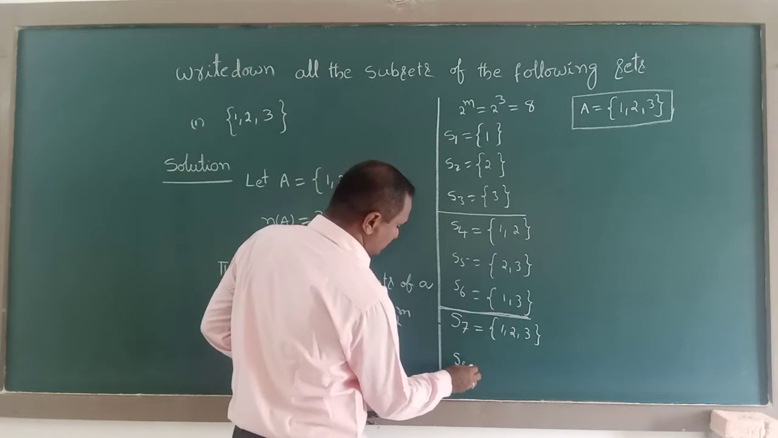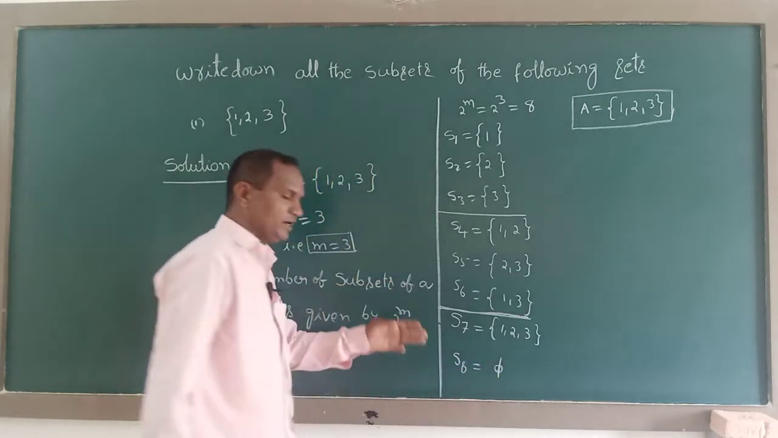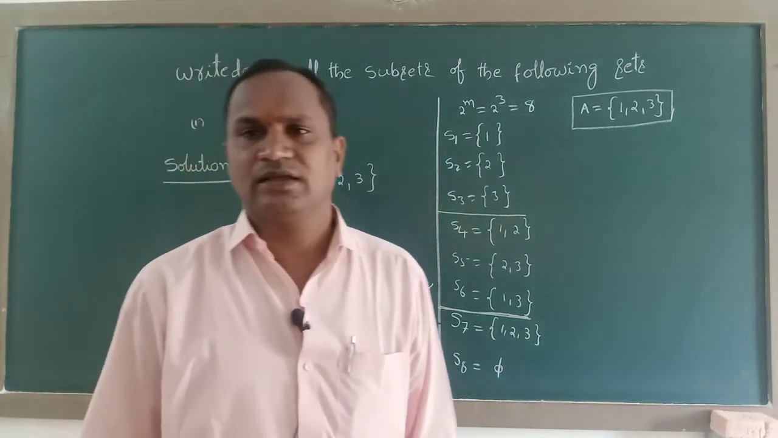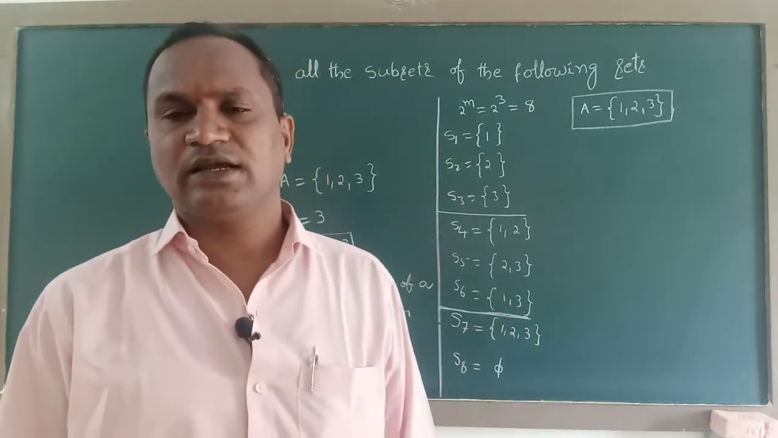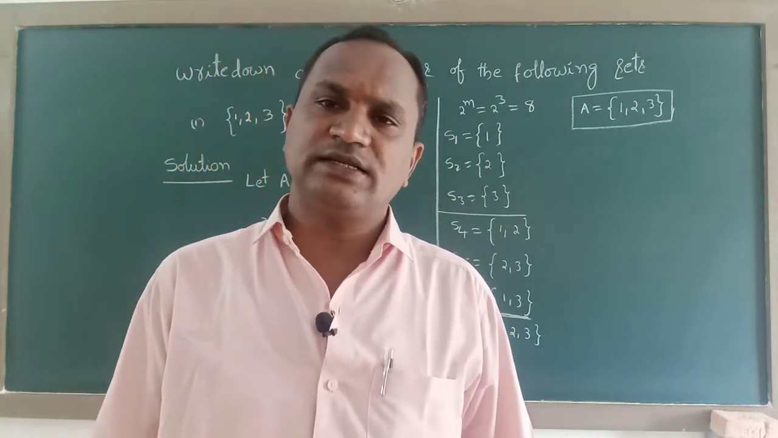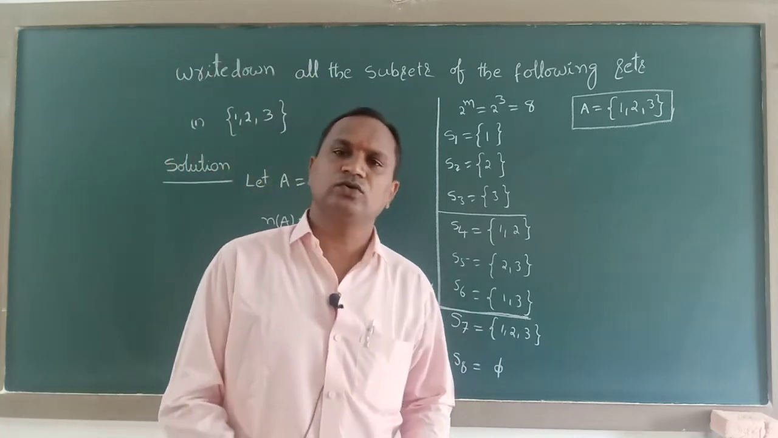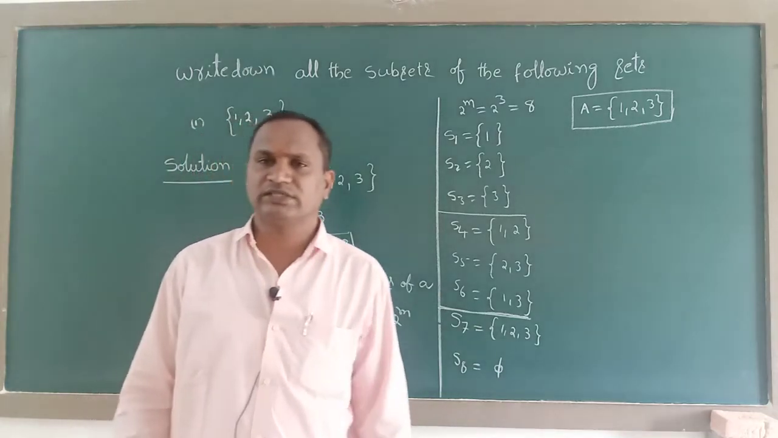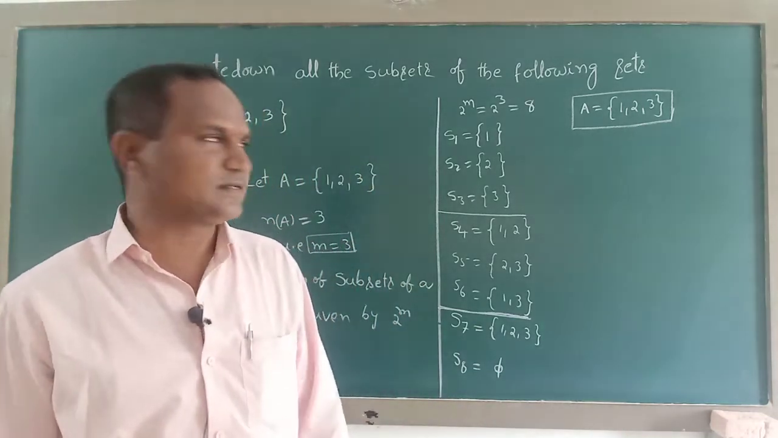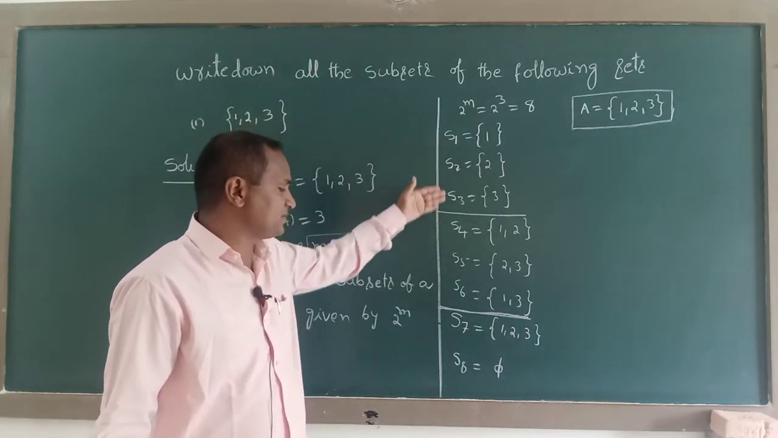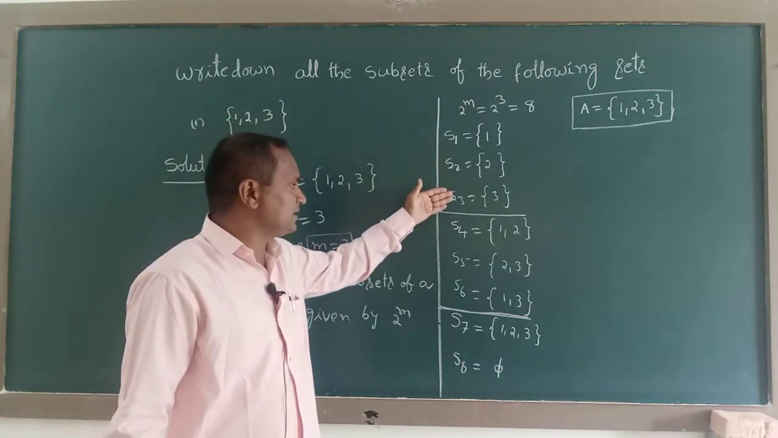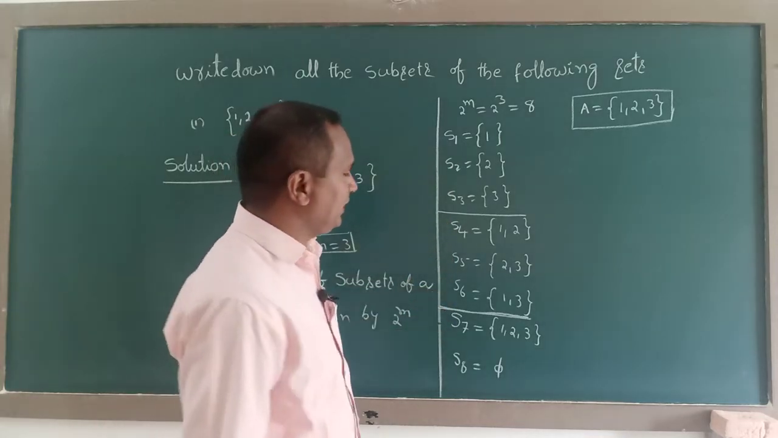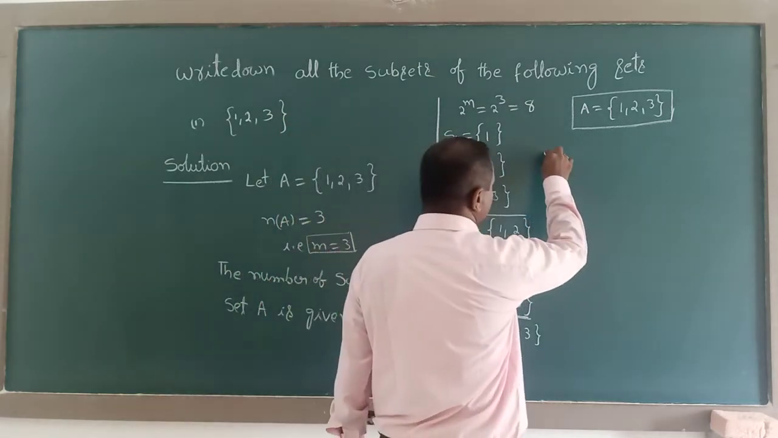Last one is S8, the null set. Already I told these 2 points under the note of the subsets definition. The null set is a subset of every set, and second, every set is a subset of itself. According to those 2 rules, S7 becomes the set of all the 3 elements 1, 2, 3, and last S8 becomes the null set. Like that we get 8 subsets: S1, S2, S3, S4, S5, S6, S7, S8. And finally, list them out like this.